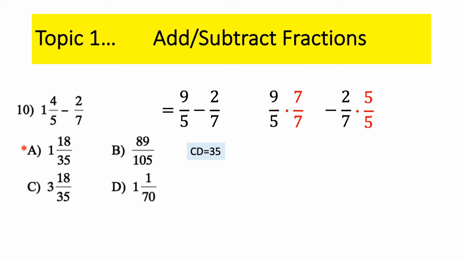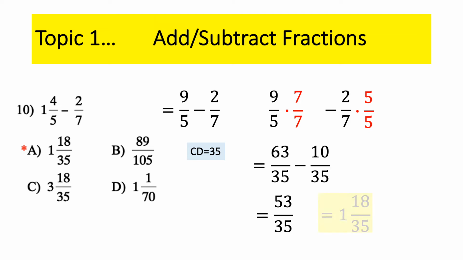Multiply straight across. 9 times 7 is 63, minus 2 times 5 is 10. Okay, all over 35. 63 minus 10. We don't subtract the denominators, just the numerators. 63 minus 10 is 53. Look at my answers. Maybe 53 is one of them. It's not. 35 goes into 53 one time. You're going to do a little bit of scratch work on this, and it turns out with 18 left over. Okay. Cool? All right, that's topic 1, add and subtract fractions.